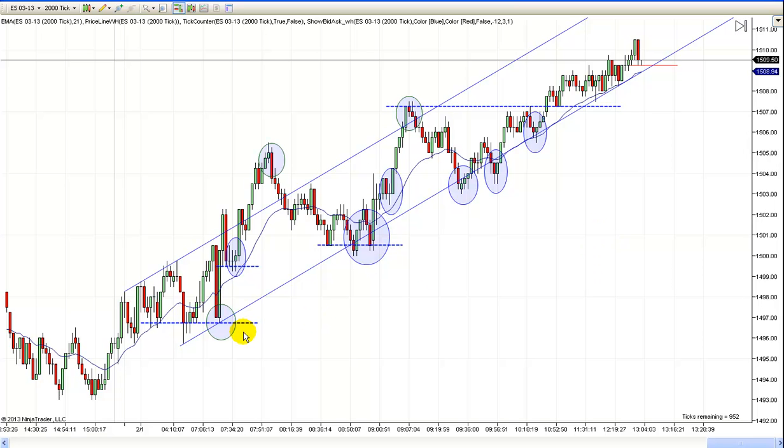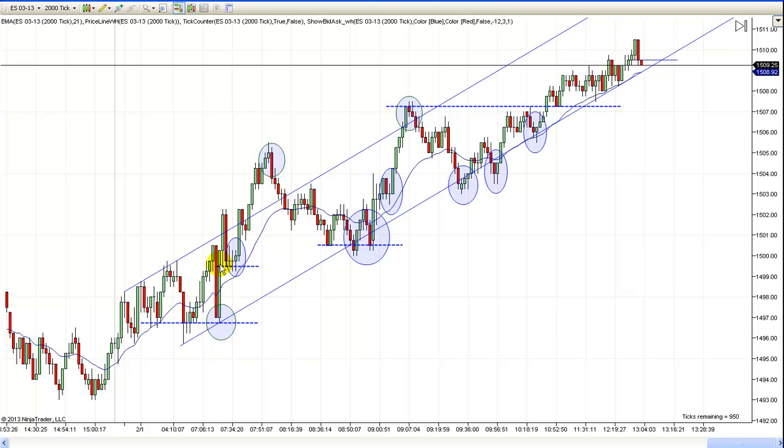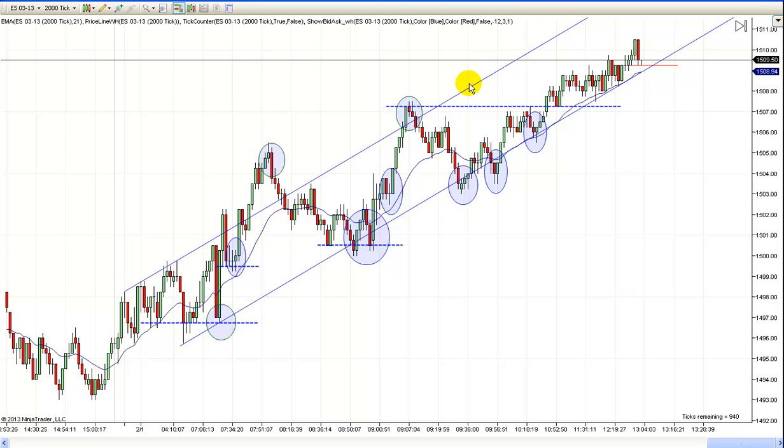But if you know where to look, the key entry area, the key entry points that you hear me talk about all the time are always along these lines. These flat lines and these angled lines are the same thing. They're support and resistance, and all this is an angled support and resistance line. This is an angled support line. This is an angled resistance line.